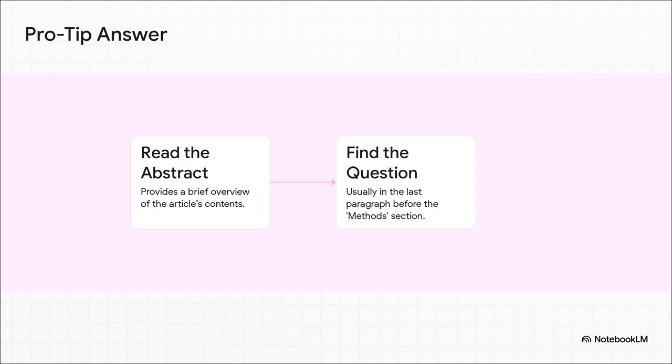Here is the ultimate pro tip. First, scan the abstract to get the quick and dirty summary. Then, jump straight to the last paragraph or two of the introduction. Why there? Well, because authors spend that whole introduction building their case, telling you what we know and what we don't. The research question is like the grand finale of that whole argument, stated right before they tell you how they're going to answer it. It's a massive time saver, trust me.